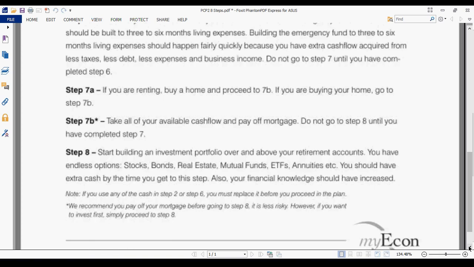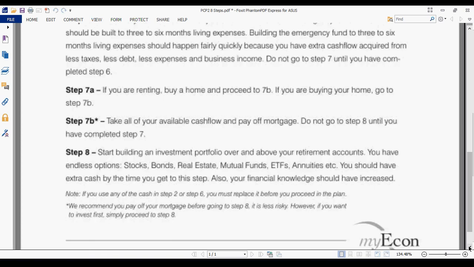Now, I want y'all to think about this. What company do you know that's putting you in a position to buy a home, to start investing, to build a healthy emergency fund and retirement, to build 6 months worth of living expenses, and the ultimate, pay off your mortgage? We're positioning you to buy a home.